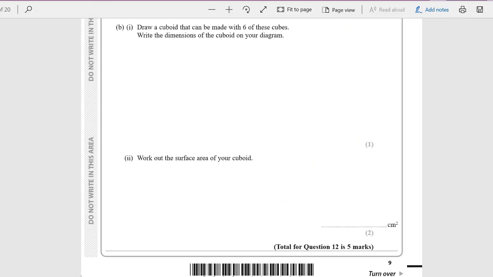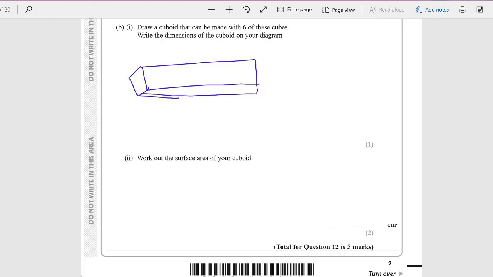And B, draw a cuboid that can be made with 6 of these cubes. Write the dimensions of the cuboid in your diagram. There are a few different options you could have. So let's say we put all the cubes side by side. So we could have, excuse my drawing, I did not do art for GCSEs or A level.